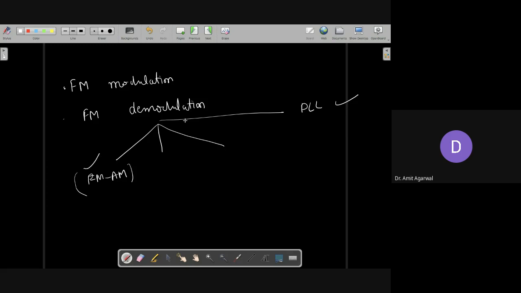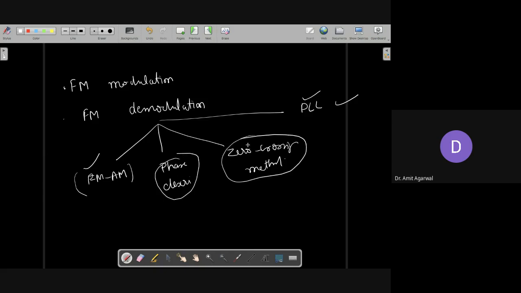We have studied these two elaborately, so you remember these two. The third one is phase discrimination, and the other one is the zero crossing method. For these two I have provided you the videos, and I will tell you in the class.